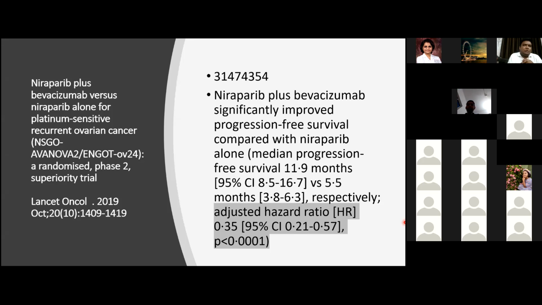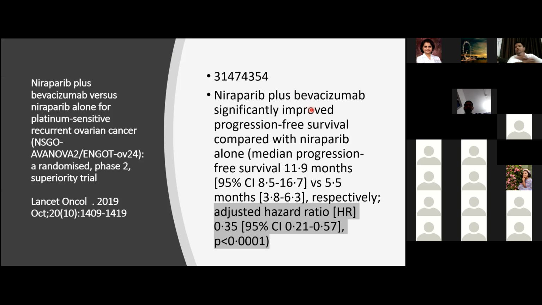Now this is an example for a superiority design. Here is a PubMed article where the pharmacotherapy, niraparib plus bevacizumab, was compared against niraparib alone for platinum-sensitive recurrent ovarian carcinoma. The title itself clearly says that it's a superiority trial, because if you observe the design here, it's an add-on placebo control design. Here we have niraparib in both the groups, whereas in the experimental arm we have bevacizumab, and in the control arm we have niraparib plus placebo.